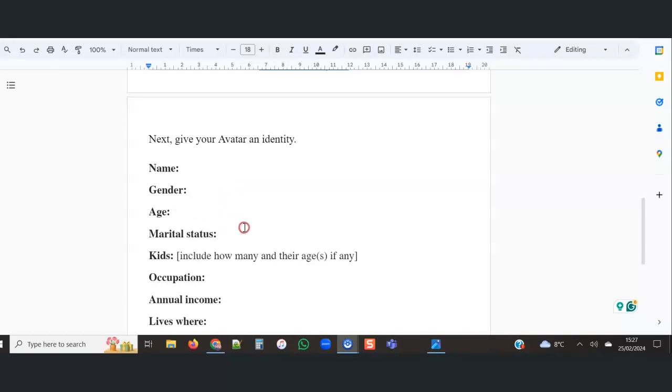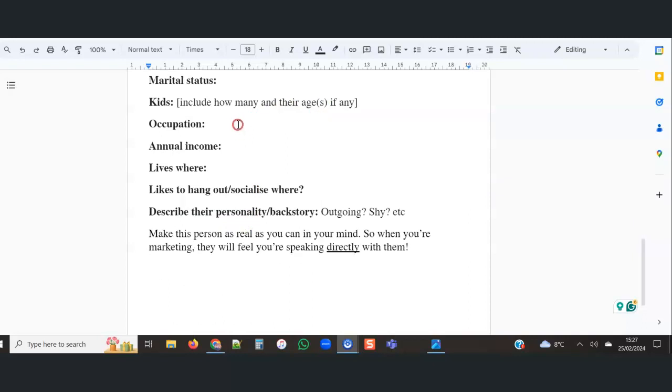An age, marital status, how many kids, what kind of job do they have, what kind of annual income? Have a guess. Just try to get a picture in your mind of who this person is, where do they live, who do they socialize with, and where do they like to hang out. And last but not least, try to describe their backstory. What's the story of their life? What kind of person are they? Outgoing, shy? The point is this: you make this person as real as you can so that when you're speaking to them, quote unquote, in your marketing, it will feel to them like you're speaking directly to them.